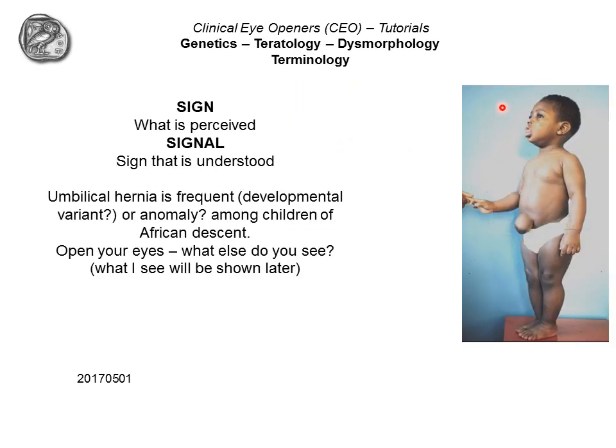So then we come back to this little boy with his umbilical hernia. Sign is what is perceived, and signal is what we understand about the sign. This is objective, this is subjective. This depends on how much you know. Well, I know that the hernia in African Americans is more frequent. Therefore, maybe it's not an anomaly. Maybe it's just because he's of African descent. But open your eyes. What else do you see? And again, I will tell you later, but not now.